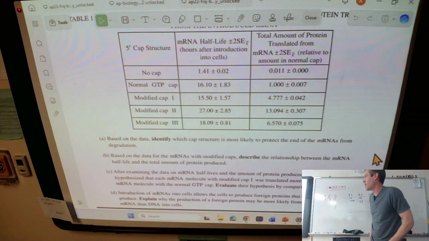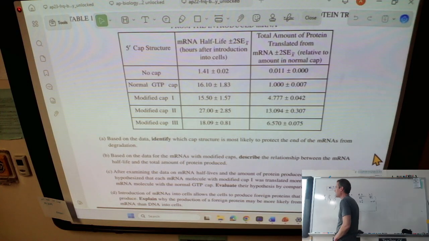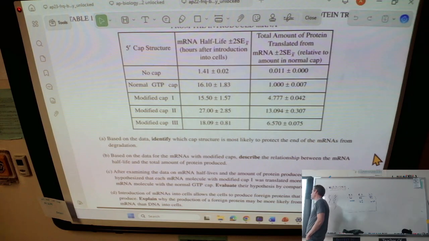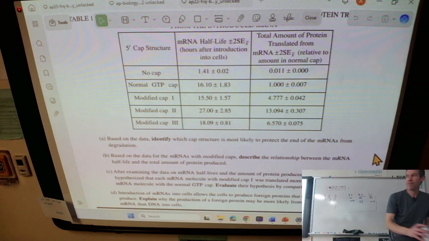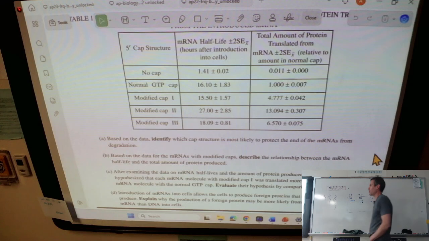All right, so let's try part A first. Based on the data, identify which cap structure is most likely to protect the end of the mRNAs from degradation. On your own, with somebody else, whatever helps.